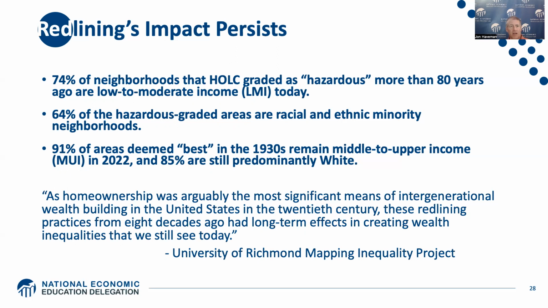And I really like this quote, and it's very apropos of our conversation next week, from the University of Richmond: as homeownership was arguably the most significant means of intergenerational wealth building in the United States in the 20th century, these redlining practices from 8 decades ago had long-term effects in creating wealth inequalities that we still see today. Right, so you'll see towards the end of this talk and next week more on those wealth inequalities that exist, in particular between Black and white households.